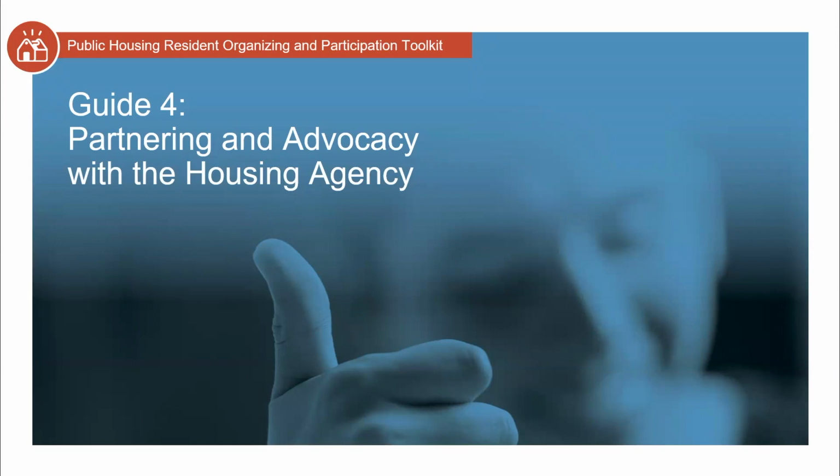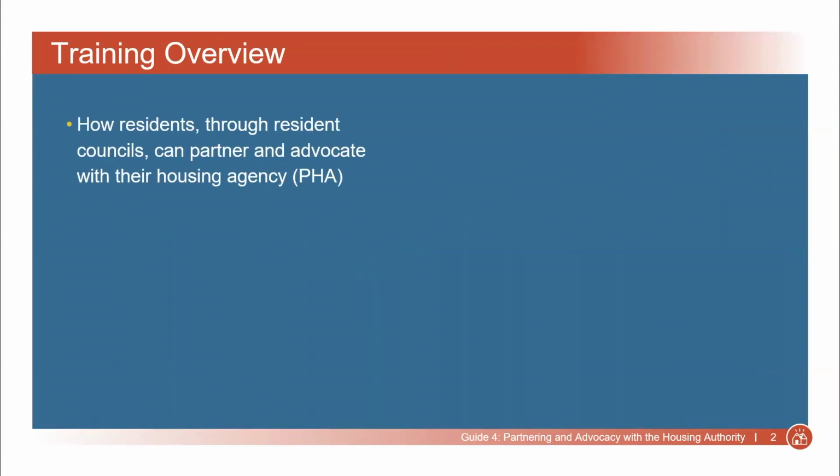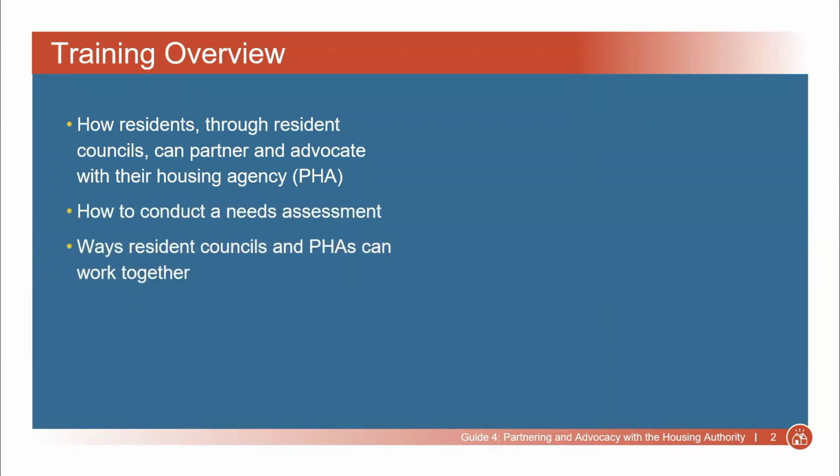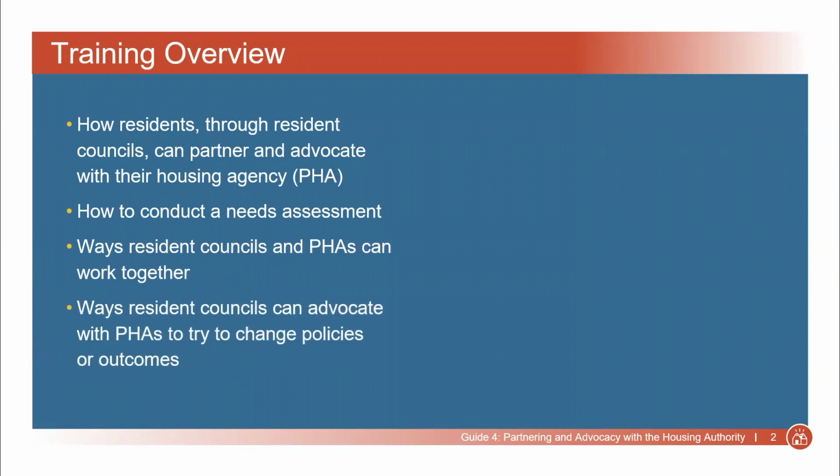This training is based off of Guide 4, Partnering and Advocacy with the Housing Agency. As you go through the training, you may want to refer to the guide. This training will discuss how residents, through resident councils, can partner and advocate with their housing agency, also referred to as the PHA; how to conduct a needs assessment; ways resident councils and PHAs can work together; and ways resident councils can advocate with PHAs to try to change policies or outcomes.